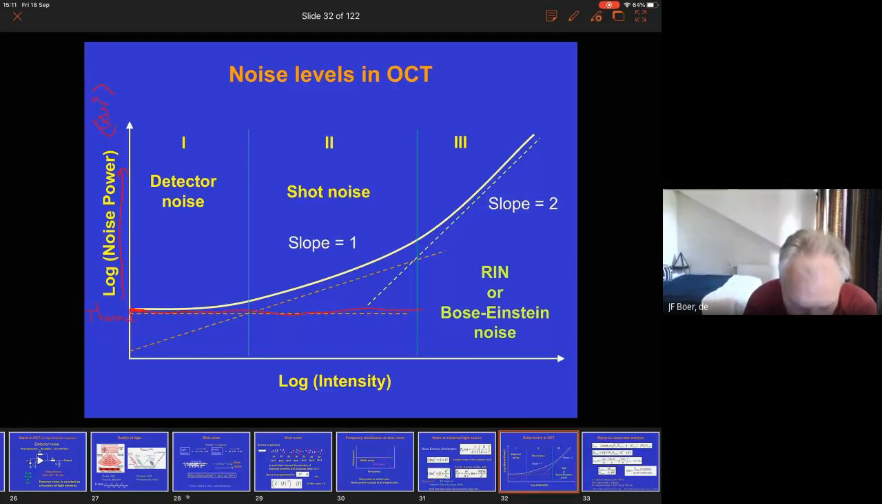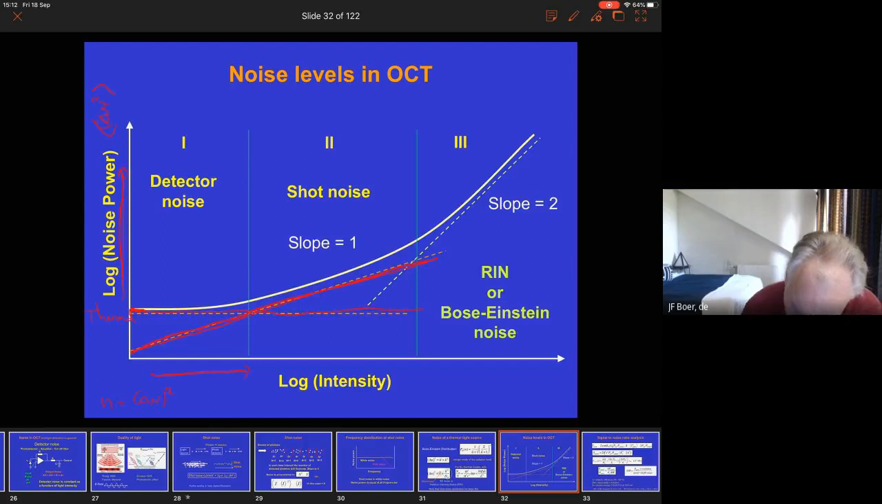However, if I increase my intensity, at some point I will see shot noise. So my shot noise increases linearly with delta. And remember, shot noise N was equal to delta N squared. And so when delta N squared increases, the noise also increases. So that's a linear behavior with slope 1.